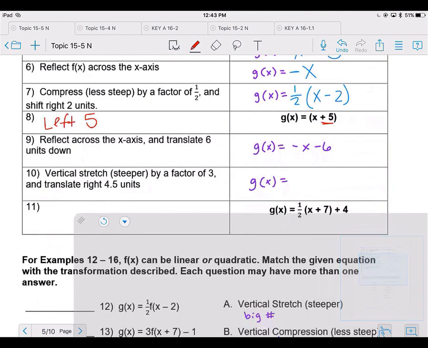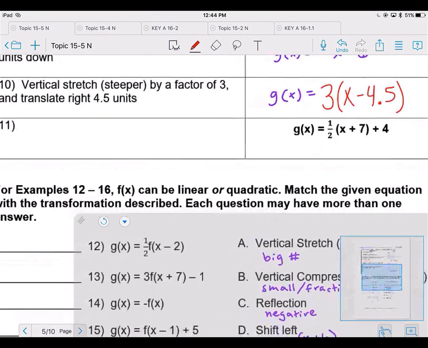To reflect across the x-axis and translate 6 units down, it's going to be -x in front to reflect, and then -6 after. A vertical stretch, which means steeper, puts a 3 in front, and then to translate right needs a -4.5 in parentheses with x.